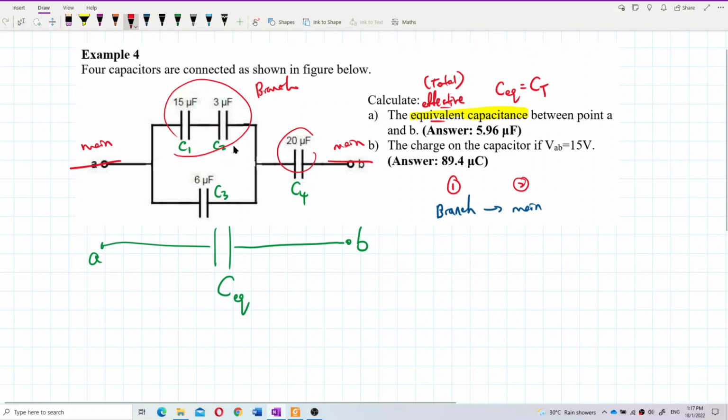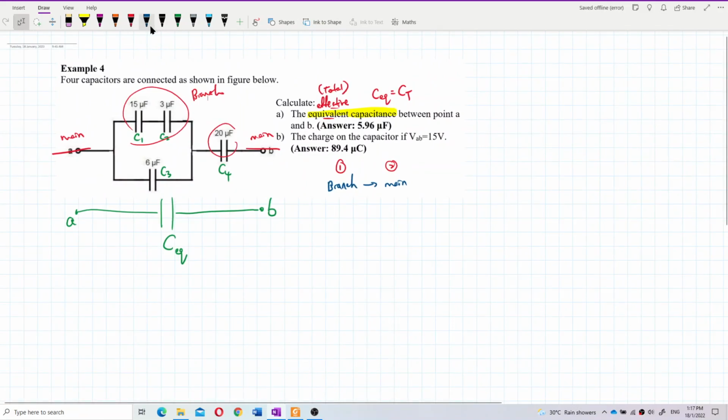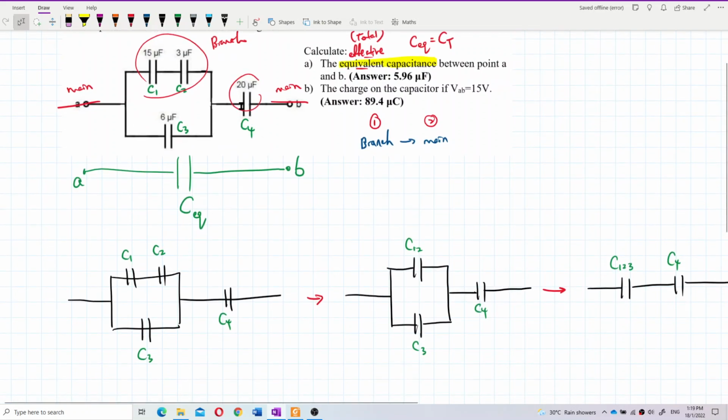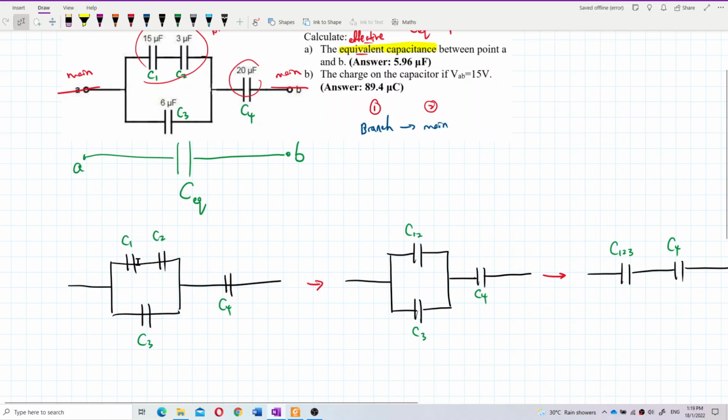All right, so how are we going to do this? We can do it step by step. I can draw it out for you first. Okay, so now I have drawn it for you. First of all, we start from the branch. C1 and C2, we combine these. These two are in series.